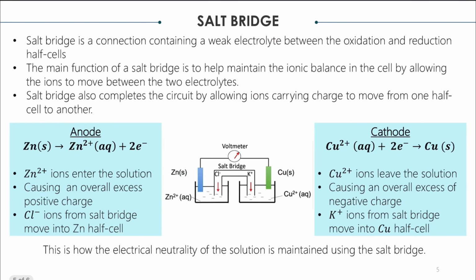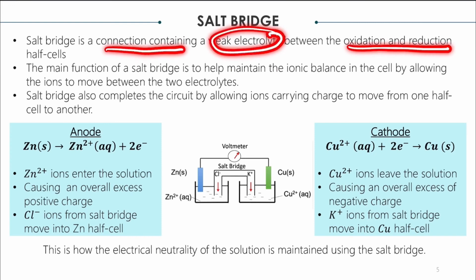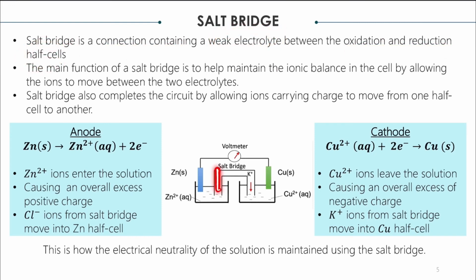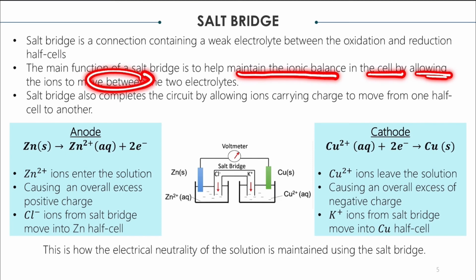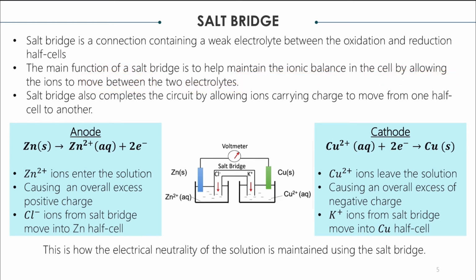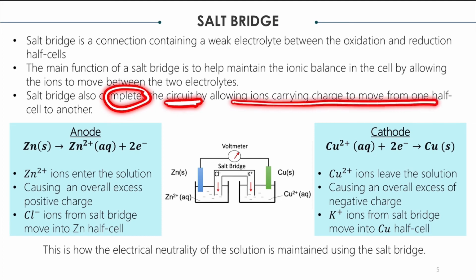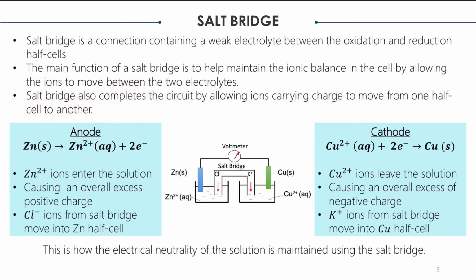Next, let us continue to discuss the salt bridge. A salt bridge is a connection containing a weak electrolyte between the oxidation and reduction half cells. The main function of the salt bridge is to help maintain the ionic balance in the cell by allowing ions to move between the two electrolytes. The salt bridge also completes the circuit by allowing ions carrying charge to move from one half cell to another.